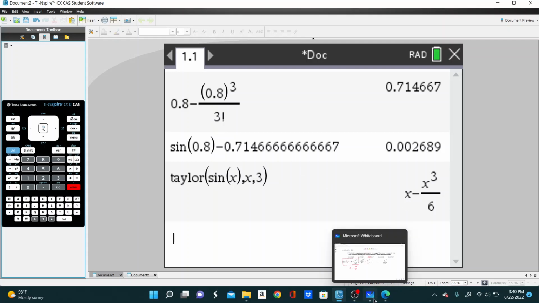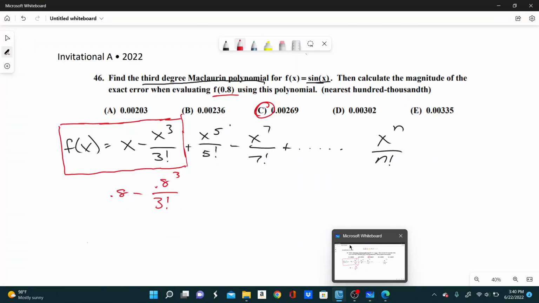Yeah, so we get the same thing. You plug in 0.8, do sine 0.8 minus 0.714666, and we end up with the same answer. So it looks like we're going to end up with answer choice C.